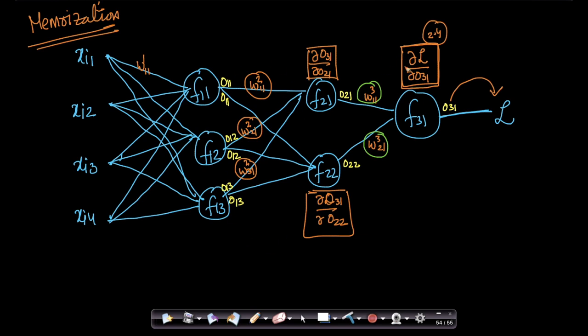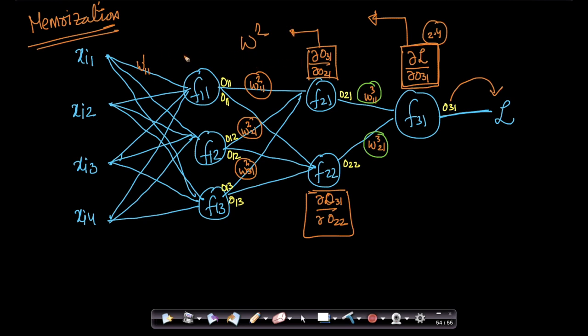Okay, let's look at it. Where is the derivative of L with respect to O31 useful? In all the weights. But where is the derivative of O31 with respect to O21 useful? It's only useful for weights at this level, all my W2 weights, because this derivative does not impact my W3 weights. That's why I'm storing it here. Whatever I store here is useful in the layers which come before that.